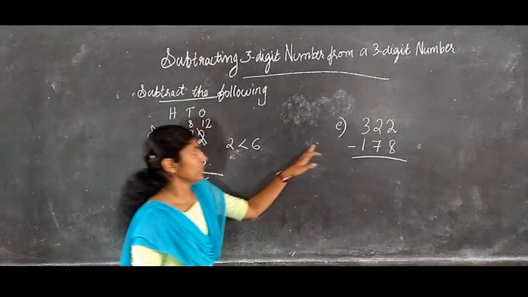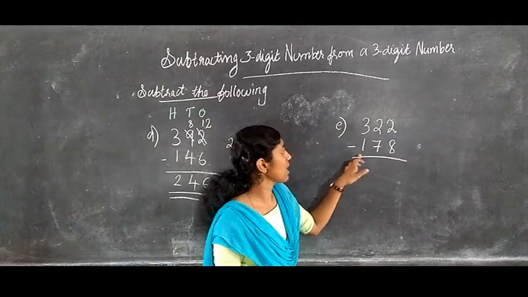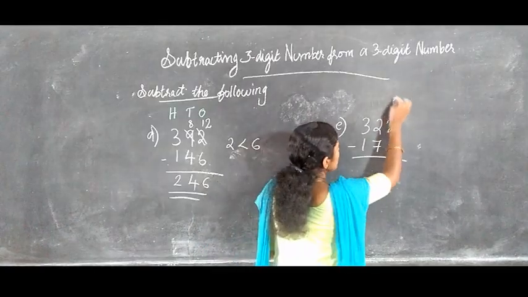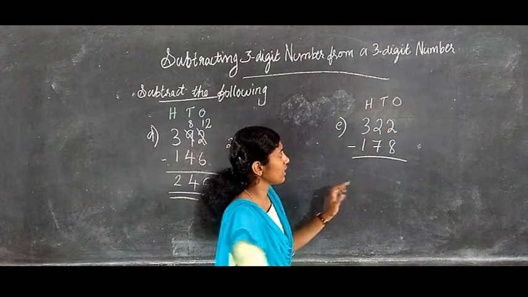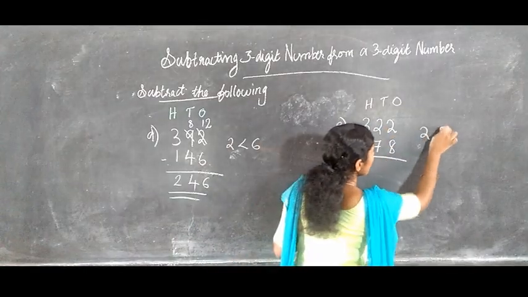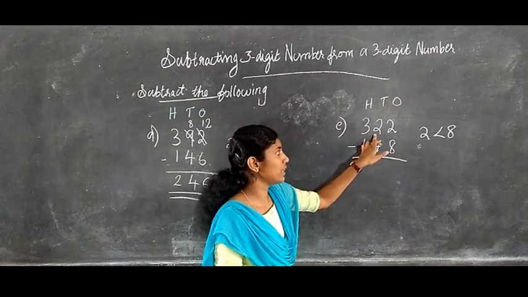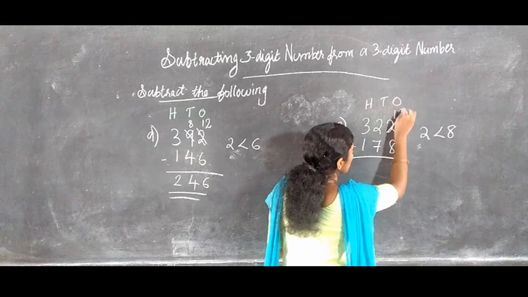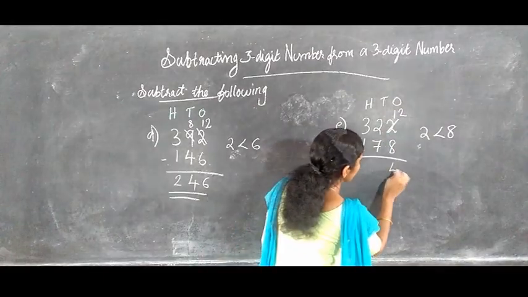Then E. 322 minus 178. Here ones, tens and hundreds. First we have to subtract the ones. Here we know that 2 is less than 8. So we have to borrow 10 from the tens column and regroup this ones column as 12. Then 12 minus 8 we have 4.